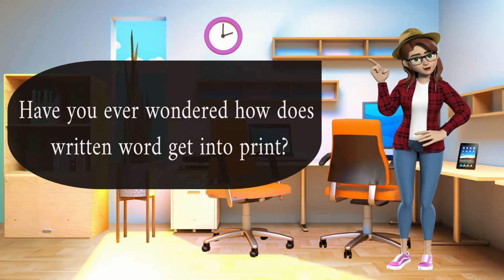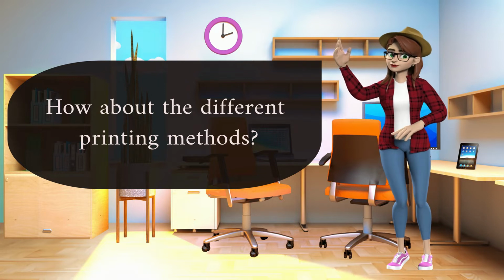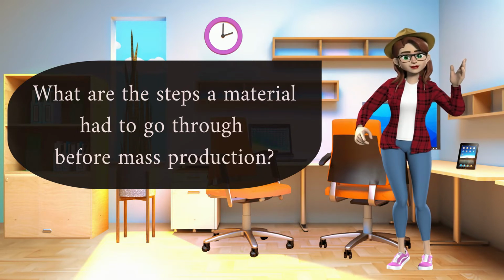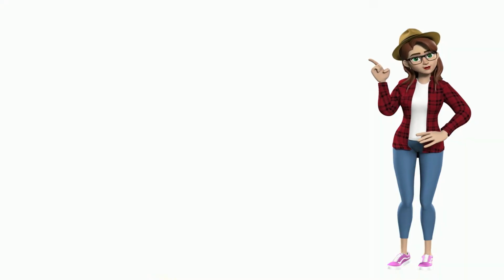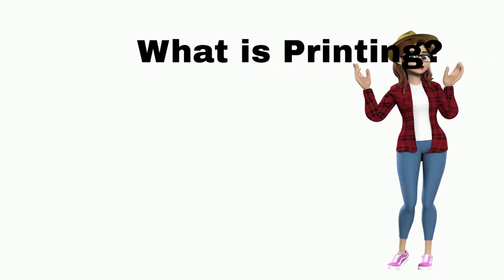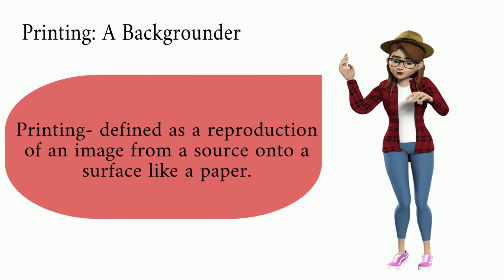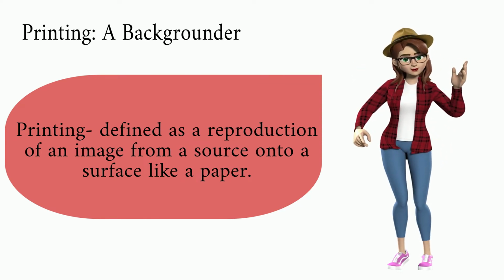Have you ever wondered how the written word gets into print? Or how about the different printing methods? Or what are the steps a material has to go through before mass production? Let me give you a little background, but first, let's define what printing is. Printing is defined as a reproduction of an image from a source onto a surface like paper.